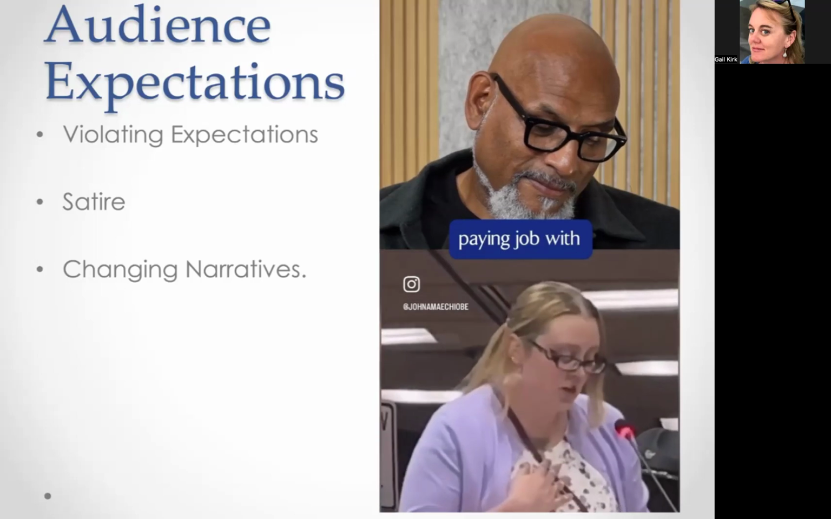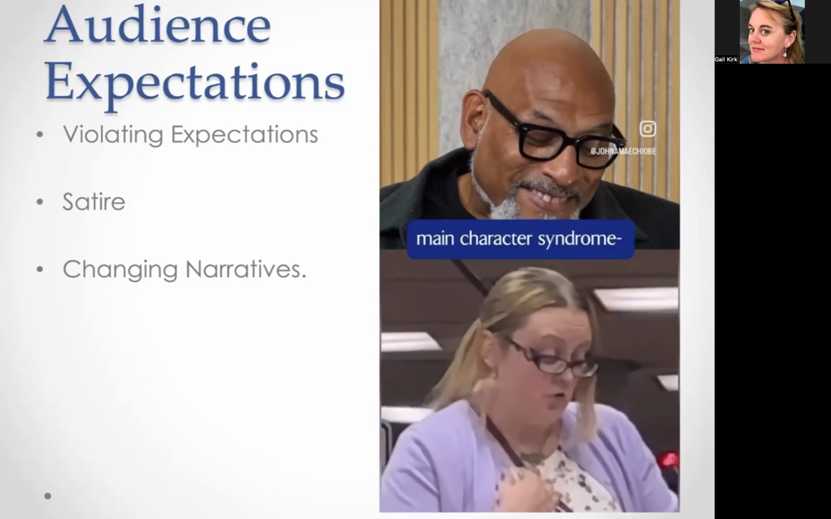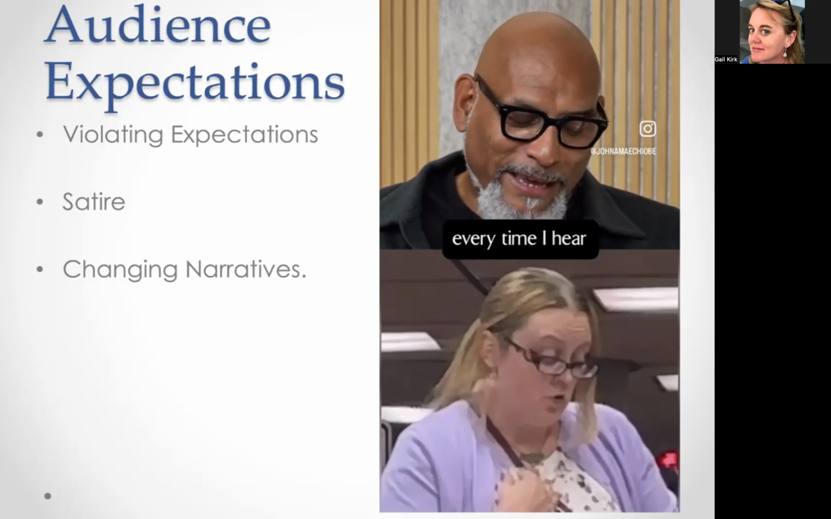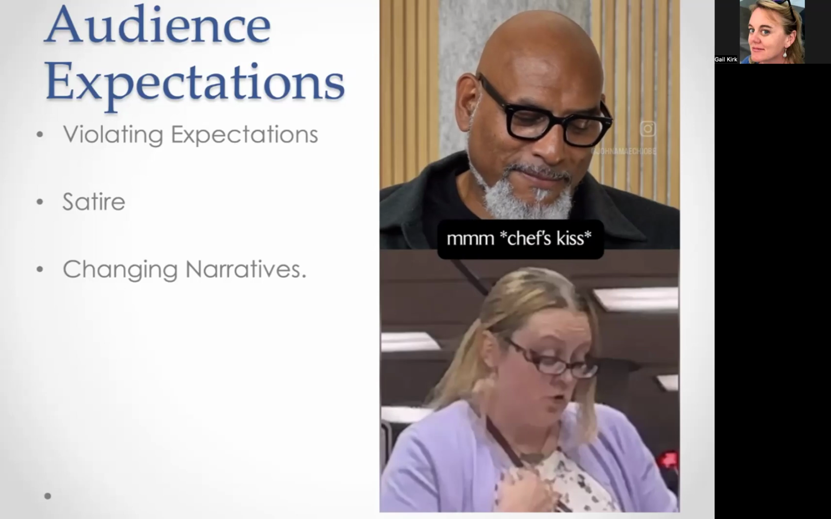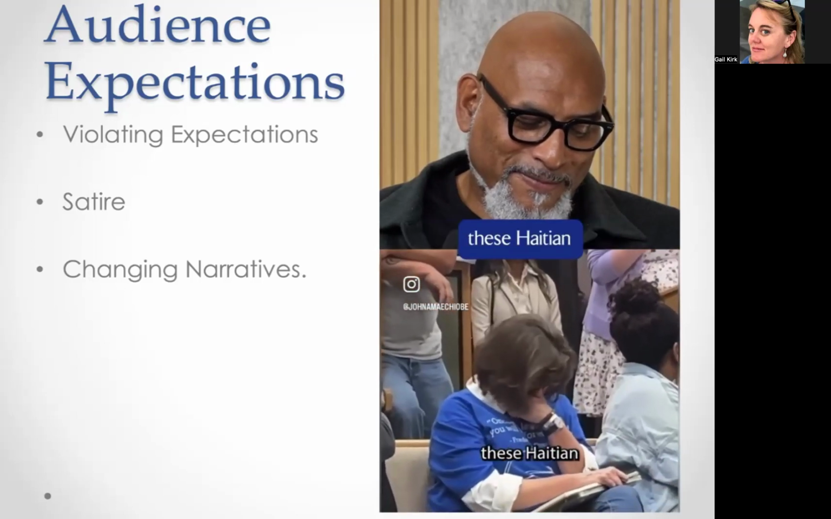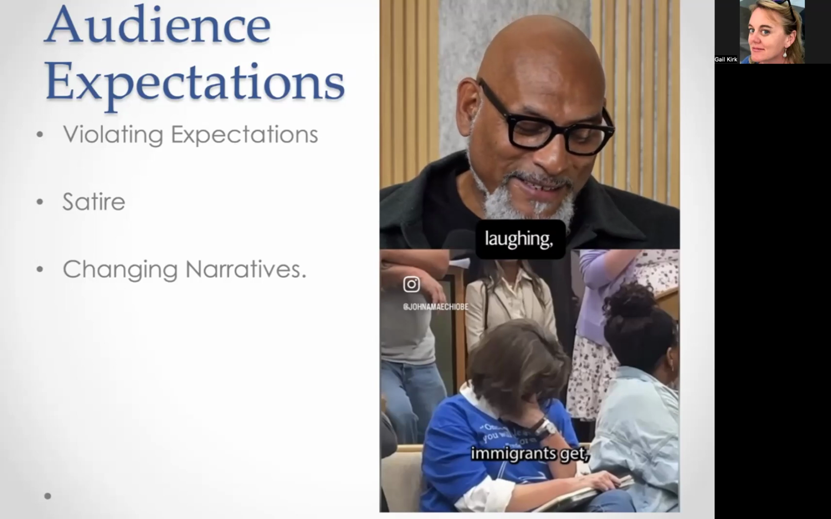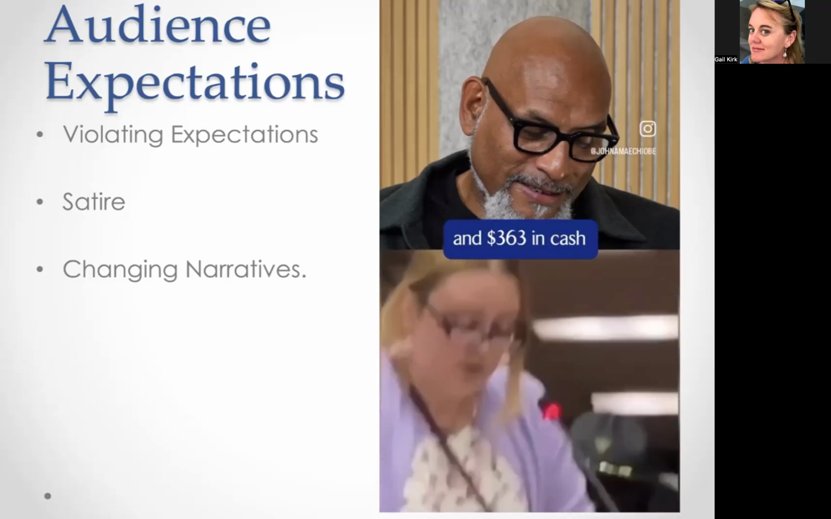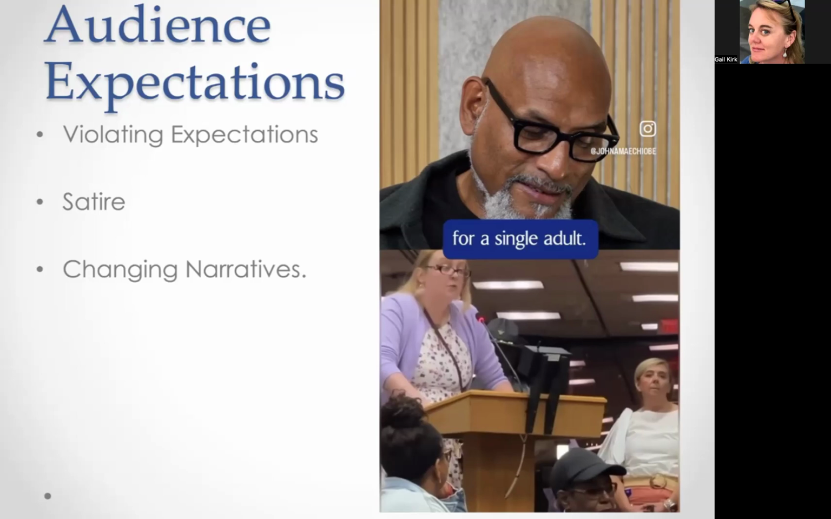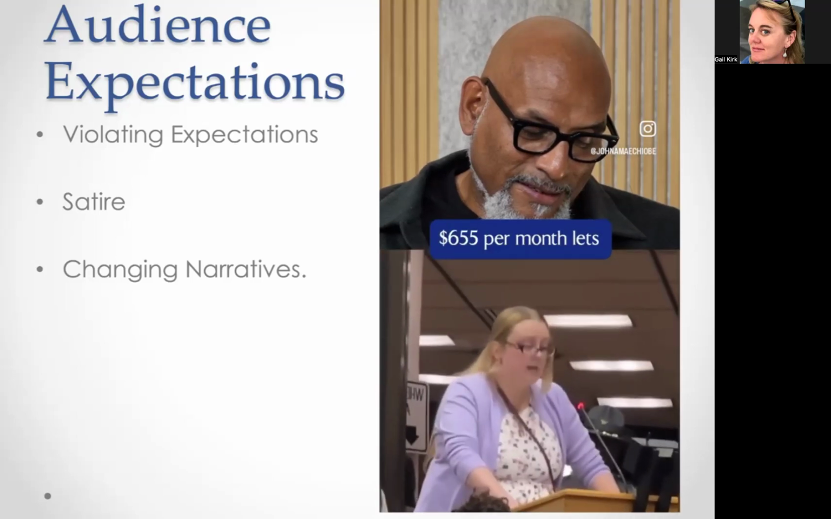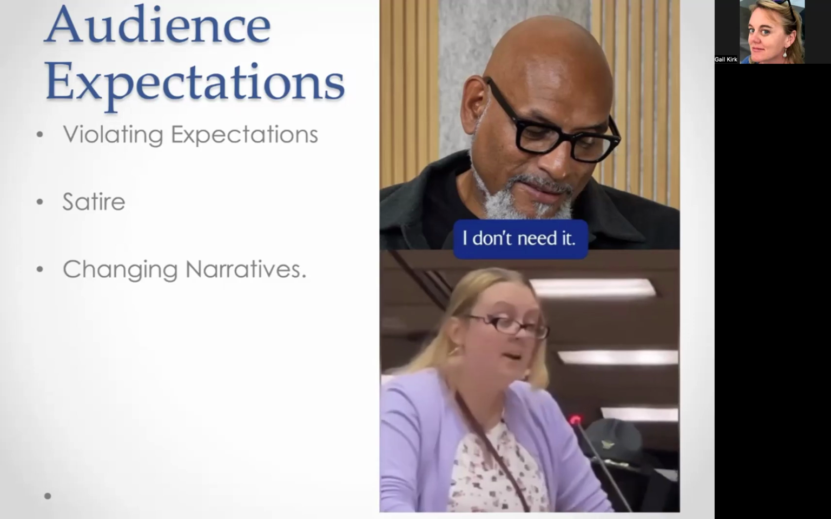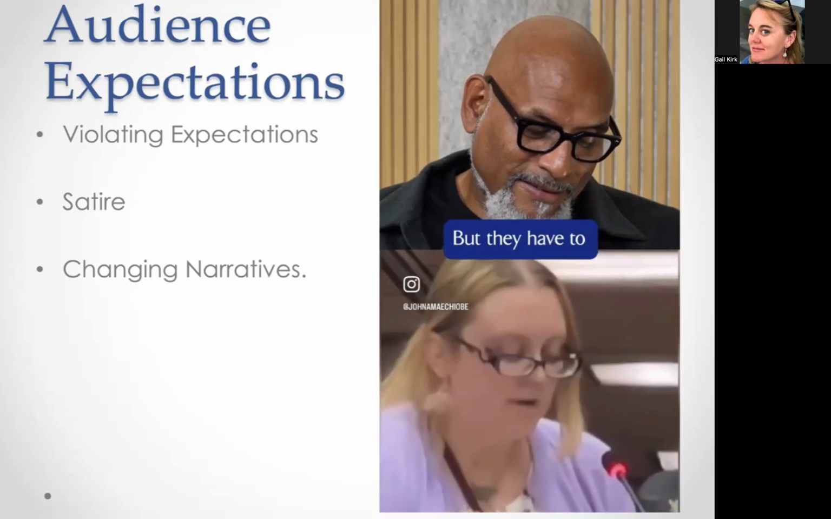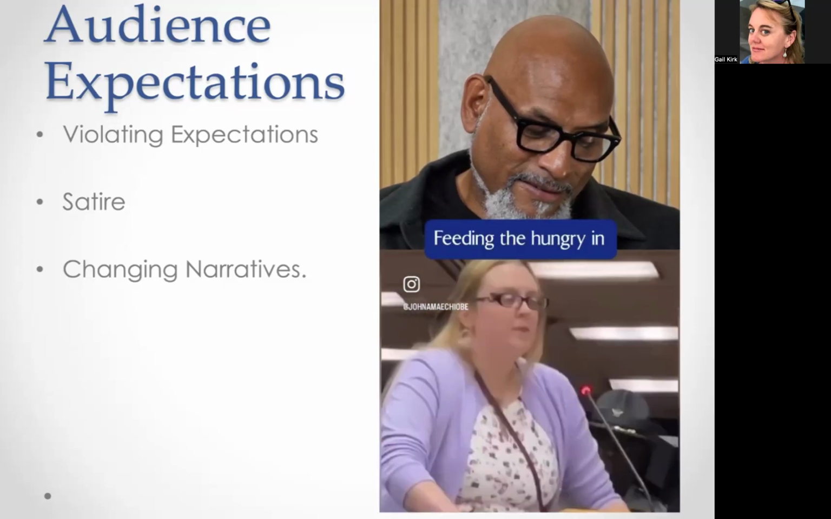I have a good paying job with great benefits, but because I have main character syndrome, I want the exorbitant benefits that some of these Haitian immigrants get, which is $292 per month in SNAP, aka food stamps, and $363 in cash per month for a single adult. Everyone knows that $655 per month lets you live like a millionaire in Springfield. I don't need it, but I want it before anyone else, because why should we help folks who have legally come to our country, but they have to wait for their work permit so they don't starve? Feeding the hungry in our community?